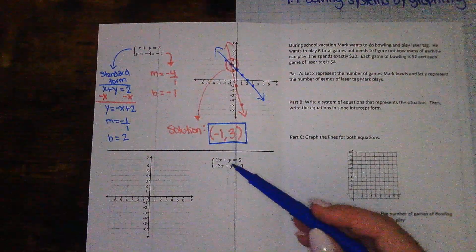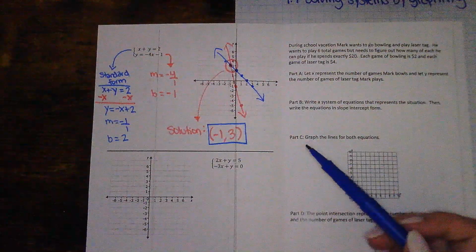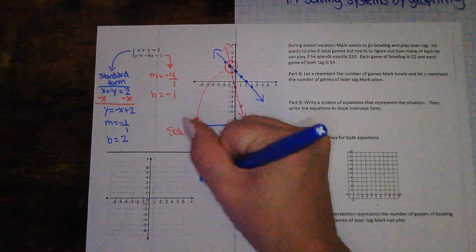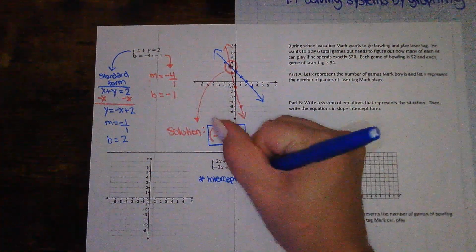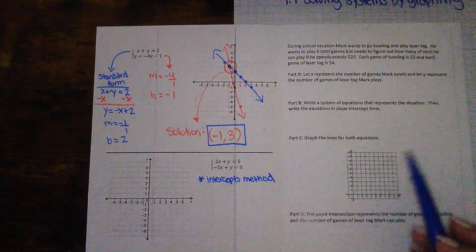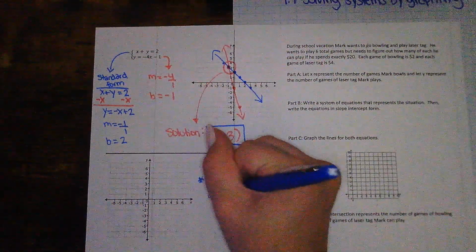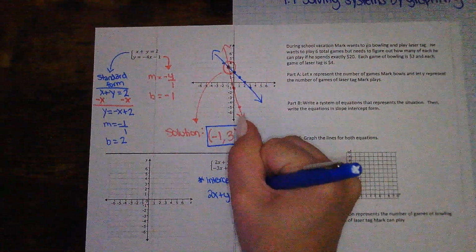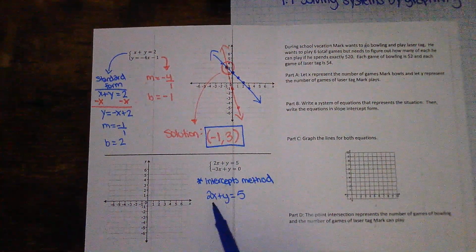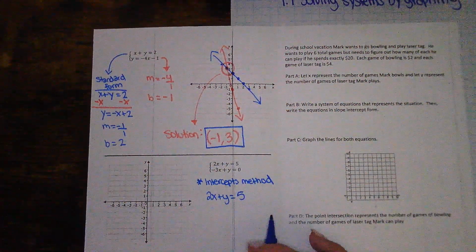Our last example, both of these equations are in standard form. So I'm going to go ahead and use the intercepts method of graphing these. To do that, I'm going to write the first equation, 2x plus y equals 5. And I'm going to see what the y and x intercepts are by plugging in 0 for x and then 0 for y and seeing what the corresponding values are.